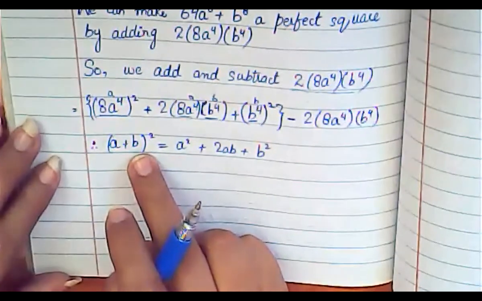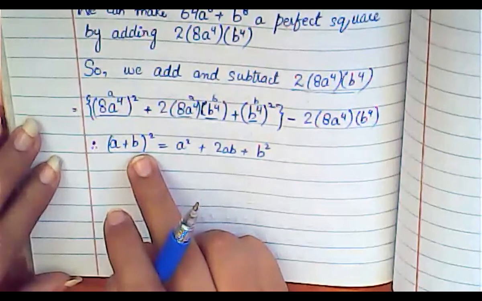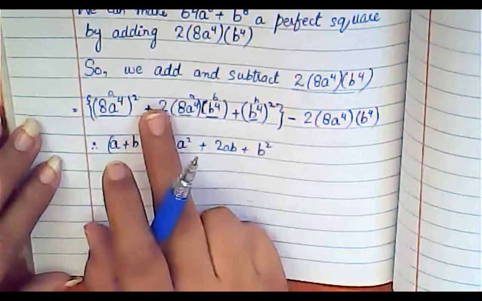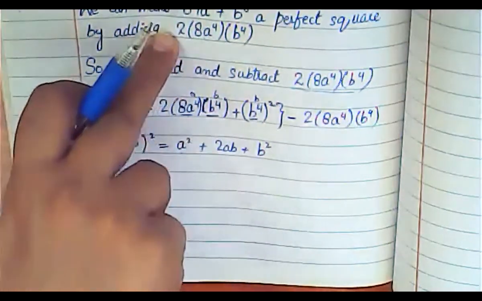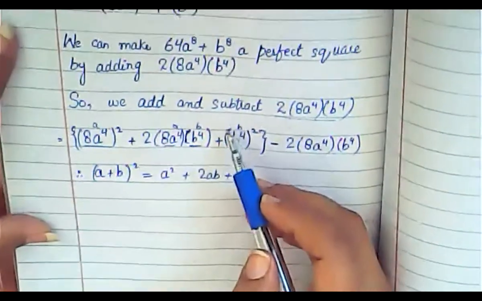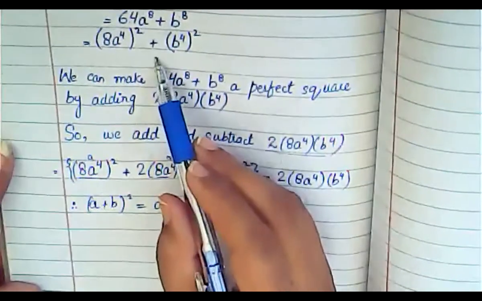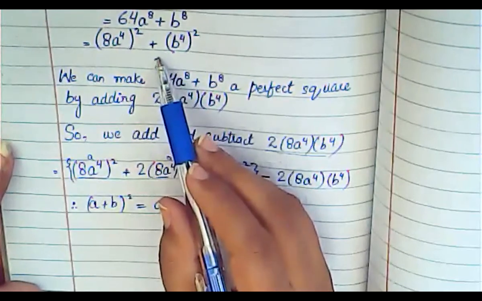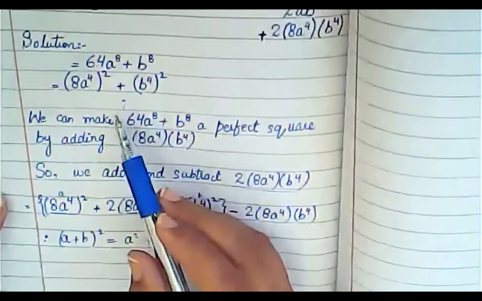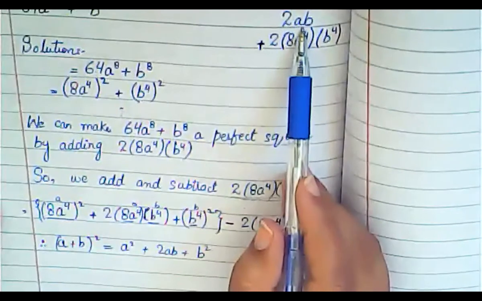Which step, beta Zimel? Zimel, which step are you asking? This one or this one? Before the formula. You know what we have to do? We have to make it a perfect square. Did you understand up to here? So we have to add 2ab here.